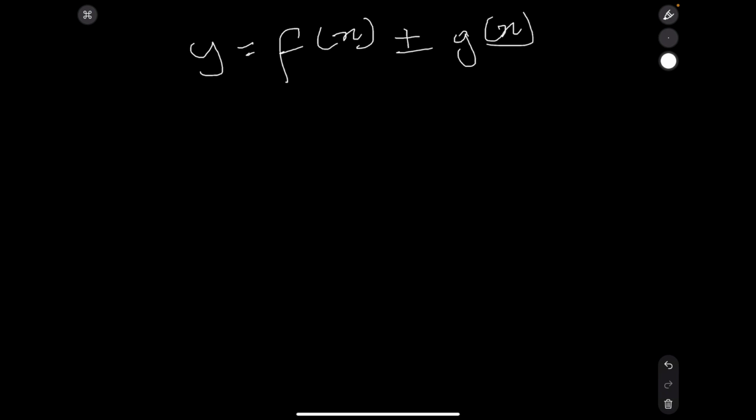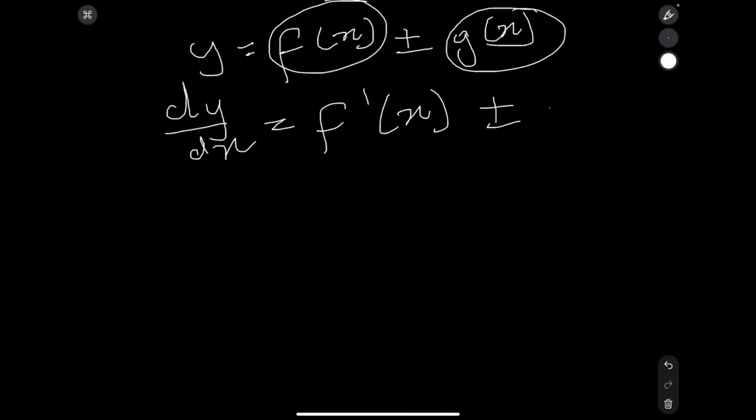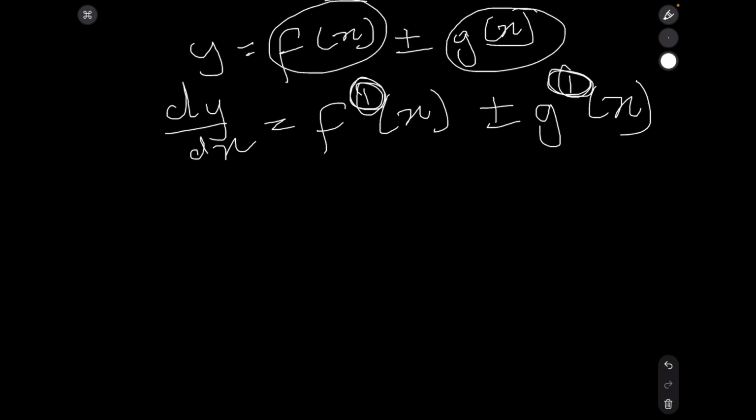Suppose we had the function y equals f of x plus or minus g of x. If we're going to differentiate this, it would look something like dy over dx equals the derivative of f of x, which would be f dash x, plus or minus the derivative of g of x, which would be g dash x. This is just general mathematical notation with the dashes here, as you can see.